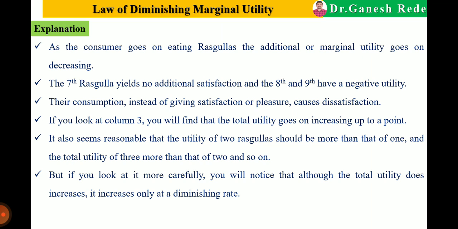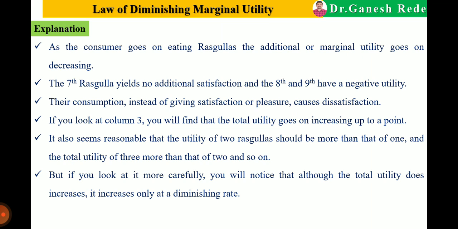At the 7th rasgulla, there will be no yield or no additional satisfaction, meaning it becomes 0, and the 8th and 9th rasgulla give negative utility. So their consumption, instead of giving satisfaction or pleasure, causes dissatisfaction.